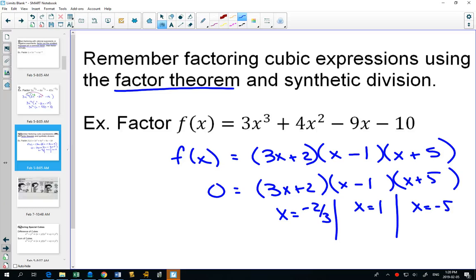So the factor theorem works backwards. It says if you plug a number into here and it makes it equal to 0, like if I plug 1 into here, I get 3 plus 4, which is 7, minus 9 minus 10, which is negative 12, does not equal 0. So I right away know that my guess is wrong.